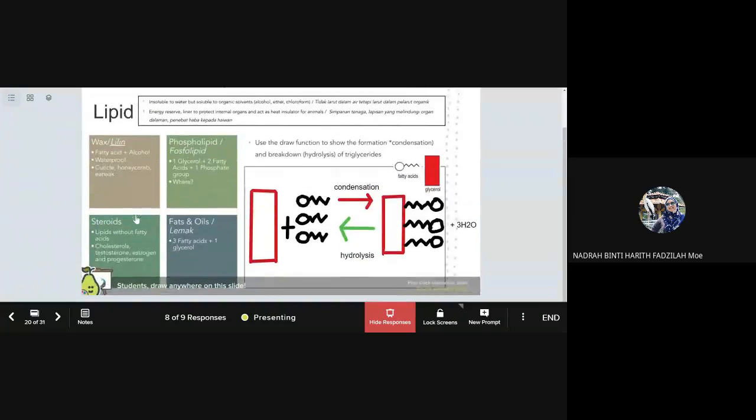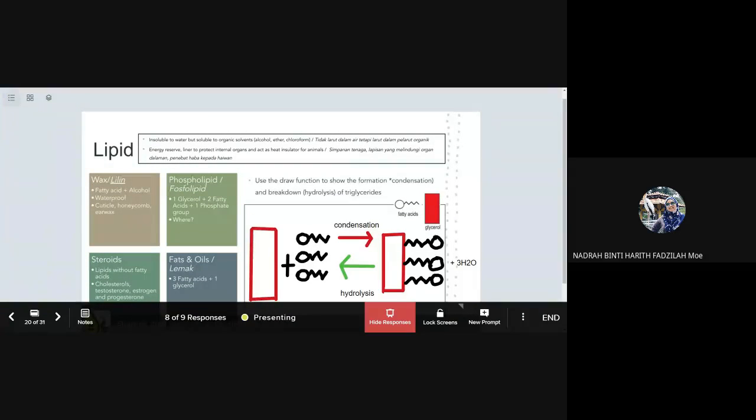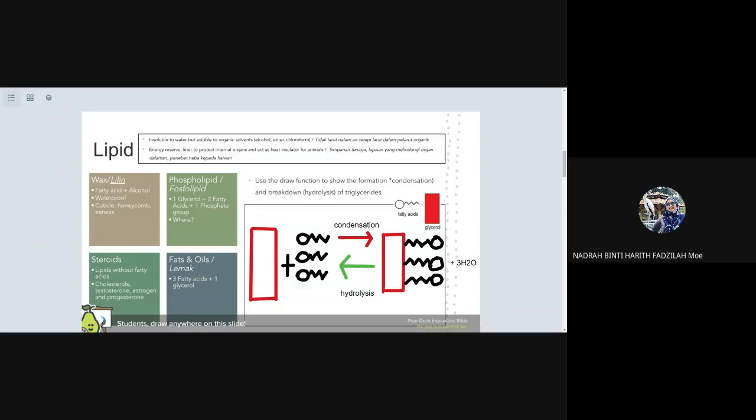You drew very nice. Your drawings clearly indicate the process of condensation and hydrolysis, where for condensation, one molecule of glycerol combined with 3 molecules of fatty acids to produce triglyceride and 3H2O. And then if we go backwards, if we want to break down triglyceride, the process is hydrolysis. Syabas, bagus semuanya, bagus. Thank you so much.